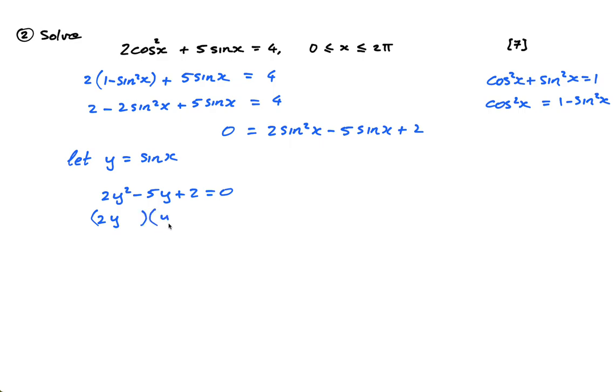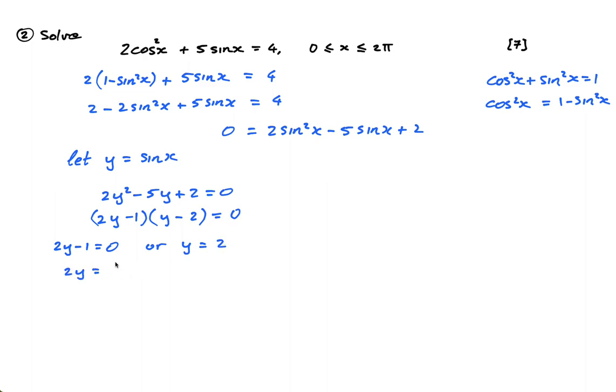times y, and this has to be 2 and 1, but the 2 is going to be here and the 1 is going to be here, and they're both going to be minus. This way I get my minus 4y, minus y gives me my minus 5y, and minus 1 times minus 2 equals 2. Hopefully guys, you can do factorizing quadratics at this stage. This equals 0. Therefore 2y minus 1 equals 0, or y equals 2.